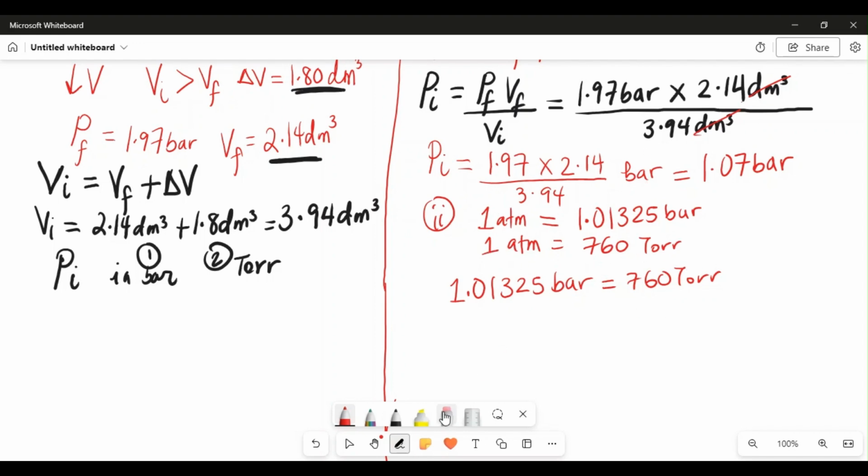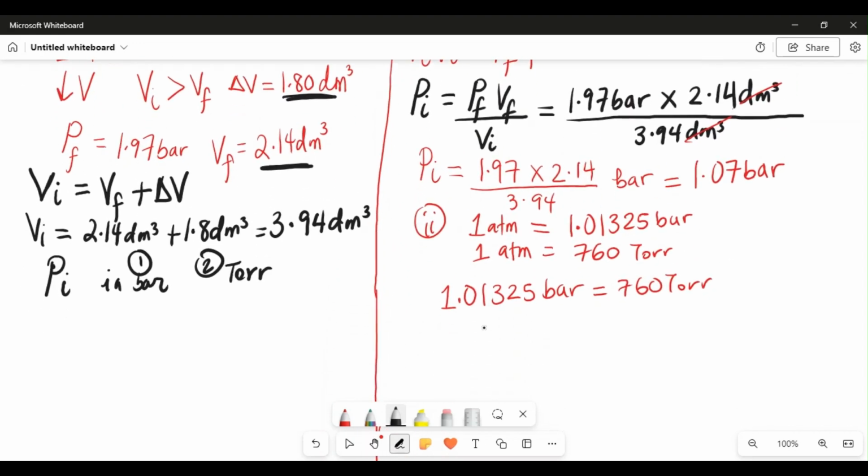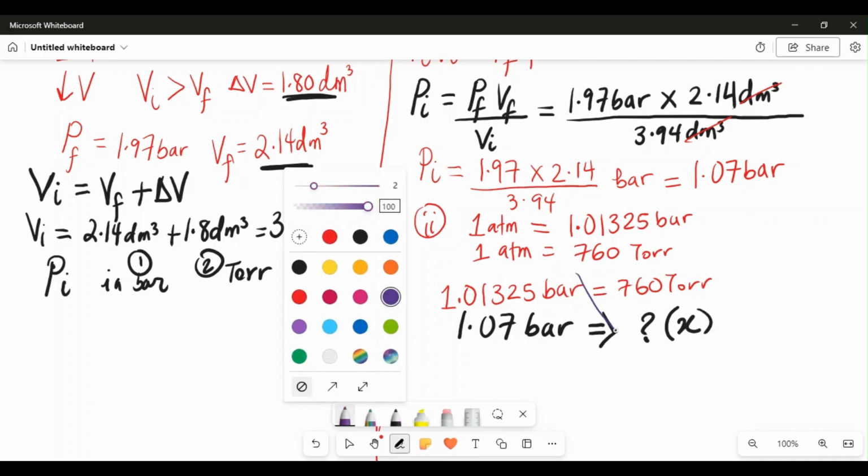So now we're going to solve this unit conversion without using dimensional analysis. We're going to use proportionality. Which means that 1.01325 bar equals 760 torr, but we are asked to solve for 1.07 bar. So that means 1.07 bar would give you what? What is it going to give you? You don't know. That number that we don't know is an unknown. So we can denote it as X. And then we can just do simple math and simply cross multiply.